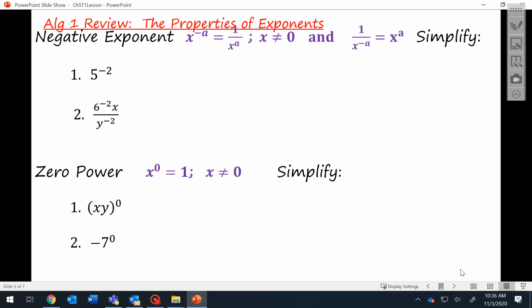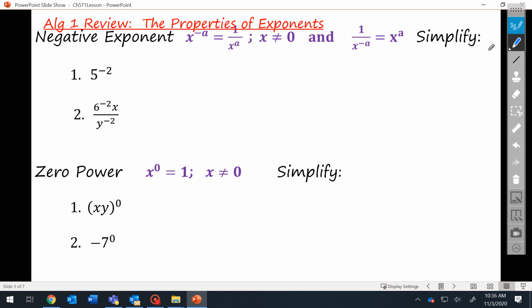All right, let's see how we can use this to simplify some expressions. So for instance, negative exponent, 5 to the negative 2 power. To make it positive, we would put it in the denominator, 5 to the second power. Or we could rewrite this as 1 over 25.